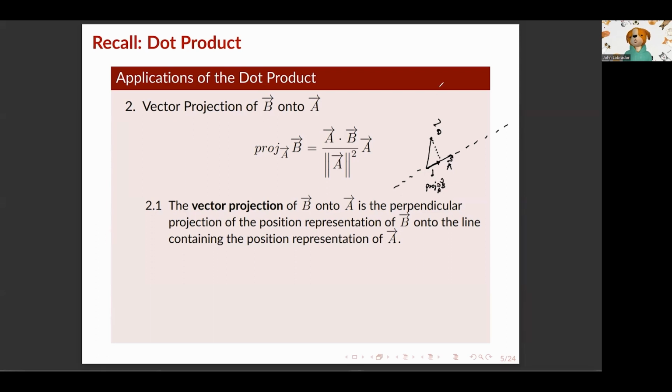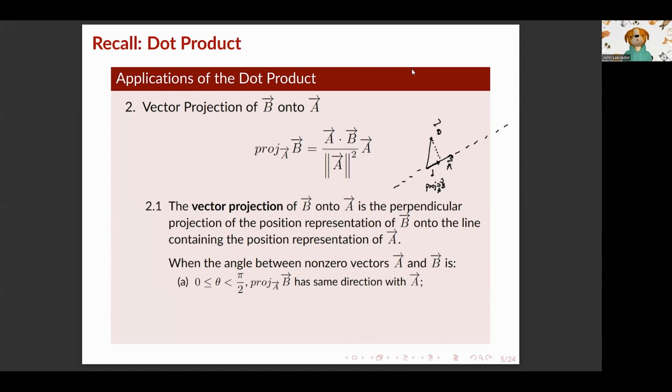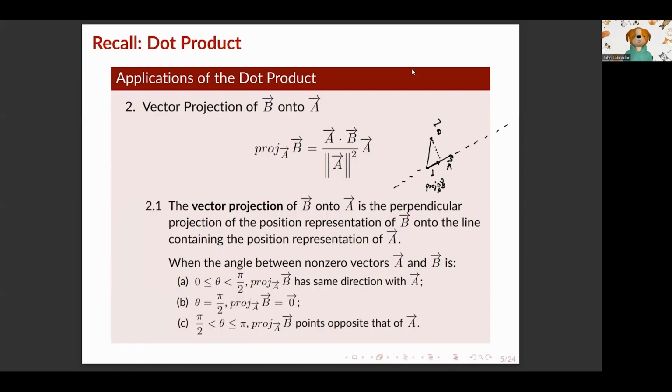If we know the angle between vectors A and B, let's say right here theta is acute, or theta is between 0 and pi over 2, the vector projection of B onto A has the same direction as vector A. Next, when theta is equal to pi over 2, or vectors A and B are perpendicular to one another, given that vectors A and B are non-zero, the vector projection of B onto A is the zero vector. Note that the vector projection of B onto A is a vector quantity. Lastly, when the angle theta between vectors A and B is obtuse, or theta is between pi over 2 and pi, the vector projection of B onto A points opposite that of vector A.